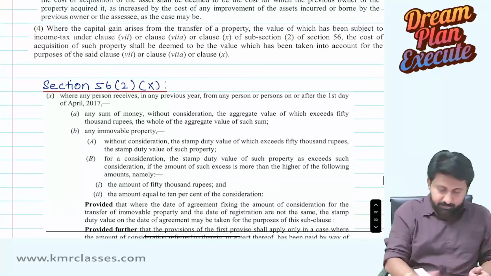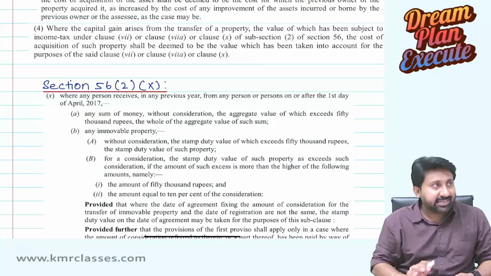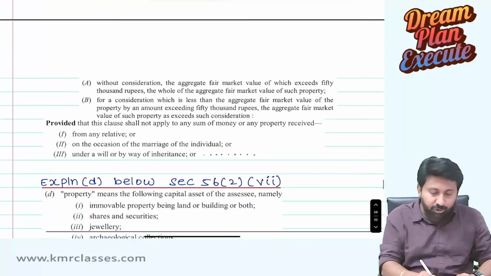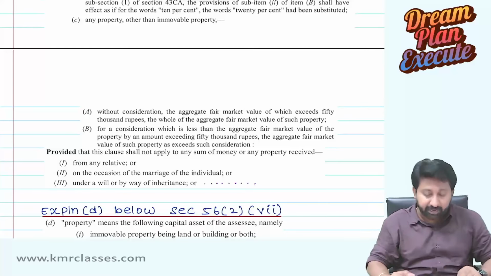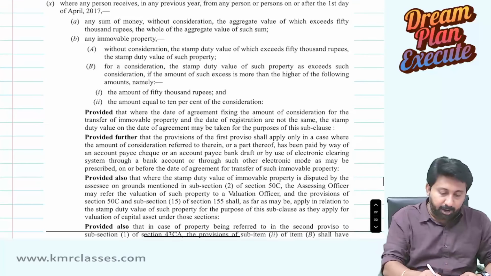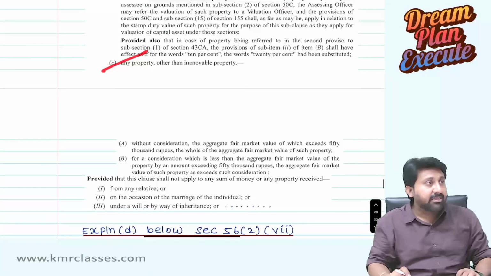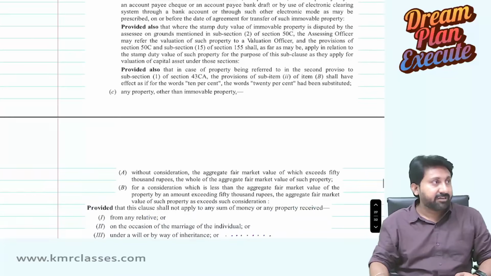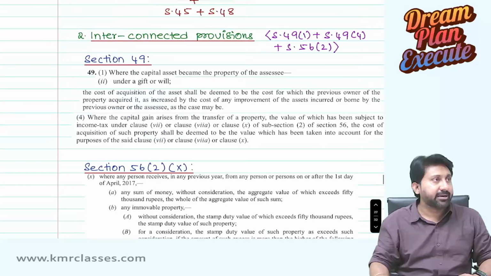Now, section 56, subsection 2, clause 10. In this, there are 3 kinds. One example I told you: movable property, immovable property, and a specified movable property. Now we are going to discuss point A and point B and point C also one more time, such that you will have full clarity. Okay. First, listen.